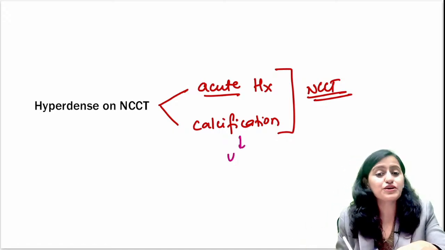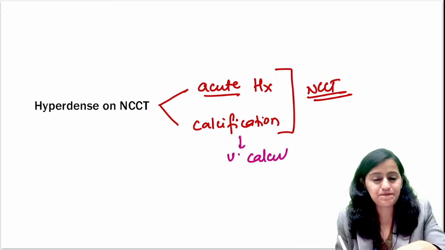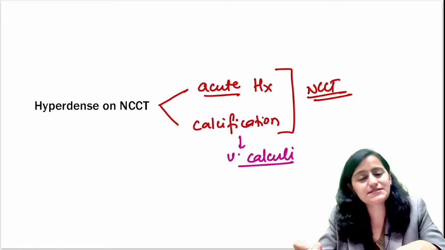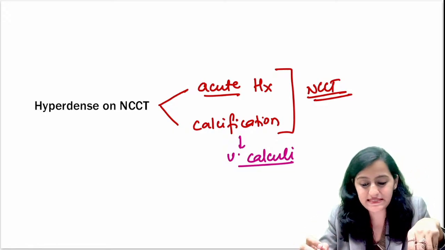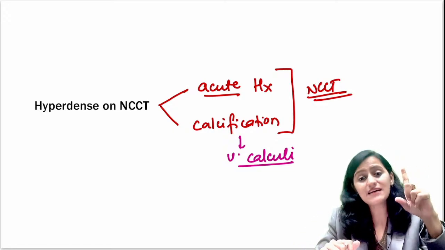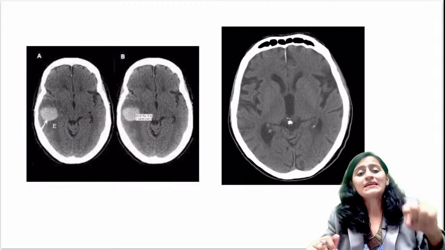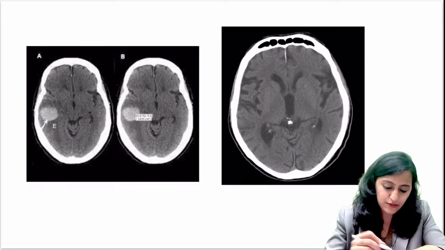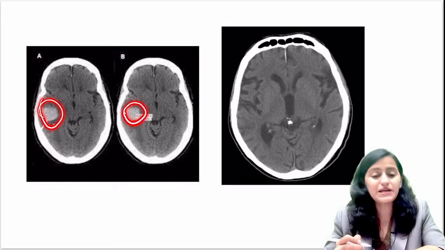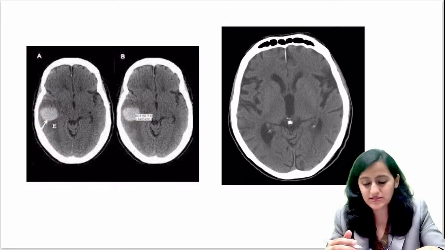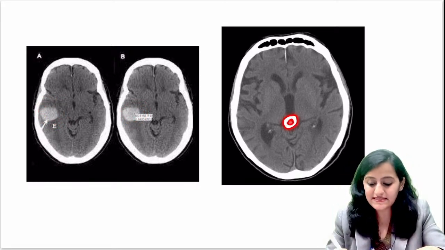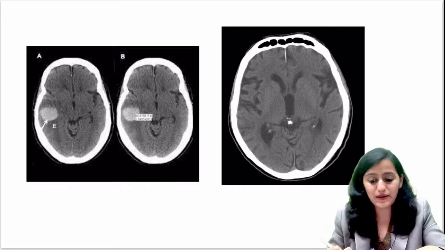Like for urinary tract calculi, renal calculi, ureteric stone, a non-contrast CT is enough. So remember, it's acute hemorrhage which is hyperdense, not chronic hemorrhage. Next one, look at the image here, which is showing you how acute hemorrhage appears white, hyperdense on CT. And this one here is the calcification that you are seeing white on CT.